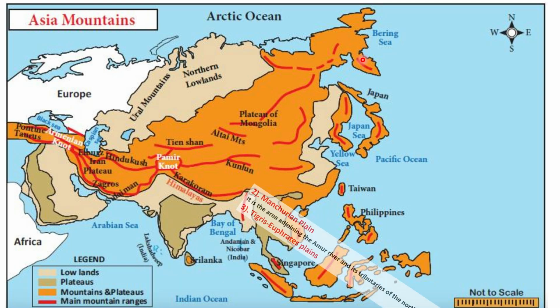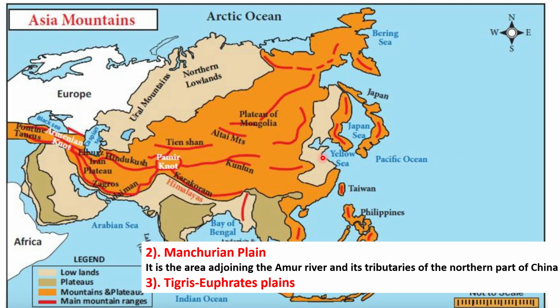नेक्स्ट हम पढ़ते हैं मंचूरियन प्लेन. दिस इज द मंचूरियन प्लेन एरिया joining the Amur River and its tributaries of the northern part of the China. This is Manchurian plain. Number three is Tigris and Euphrates plain.